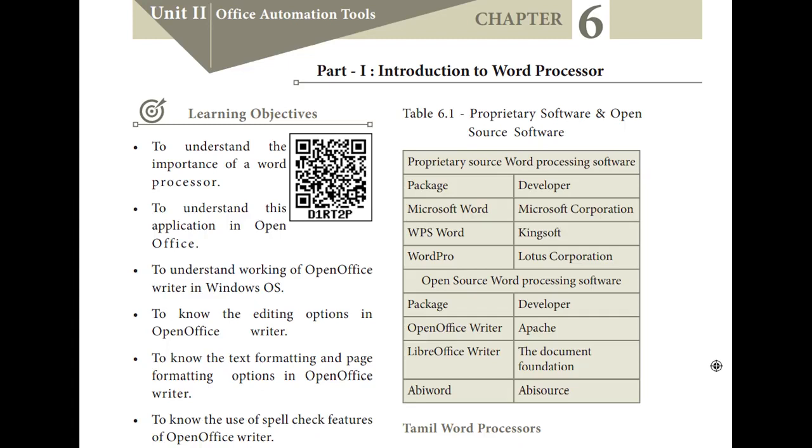Here we are using OpenOffice because this is a completely free tool. You can download it from any browser. They have given the URL also there. URL means it's like a link. If you click on that link itself, you can download OpenOffice and install it on your own. All the steps they have given in your book itself.